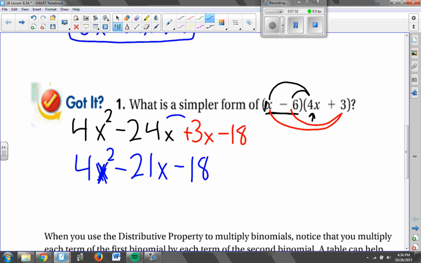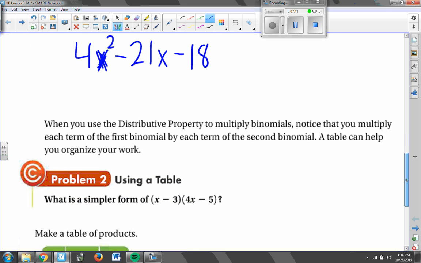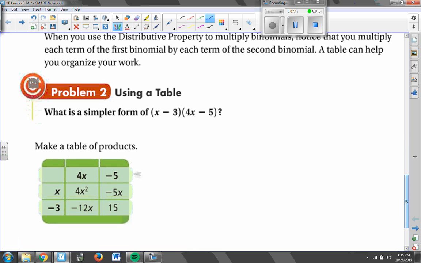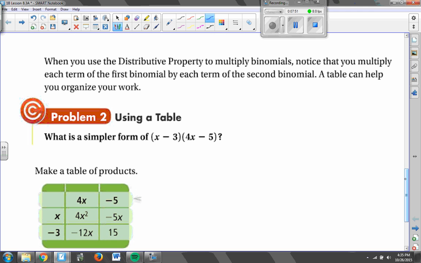Now, we're going to look at a couple more ways to do this same process, and then you will be done. The first that's supposed to make this a little bit easier for you is using a table of values. So when we use the distributive property to multiply these binomials, please notice that you multiply each term of the first binomial by each term of the second binomial, right? Everything in the first parentheses gets multiplied by everything in the second parentheses. So a table, your book says, can help you organize your work as you go.